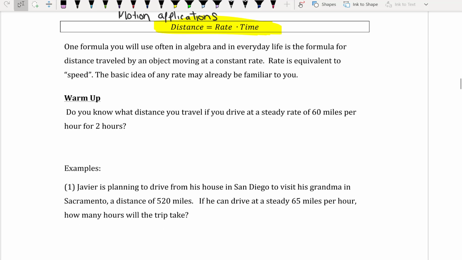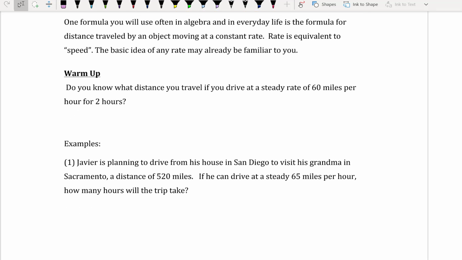So here's our warm-up. It says, do you know what distance you travel if you drive at a steady rate of 60 miles per hour for 2 hours? Well, you know that you're going to be using your formula where distance is equal to rate times time. So we just have to identify what we have. Here you have your rate as 60 miles per hour. So I know that 60 is going to represent my rate. So I have that R is equal to 60.